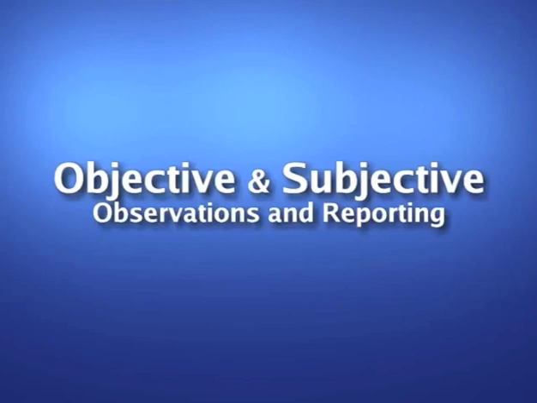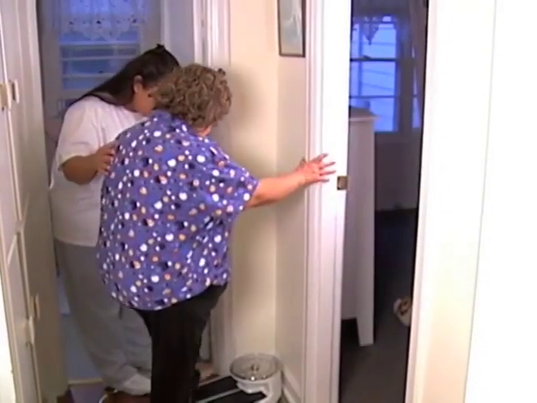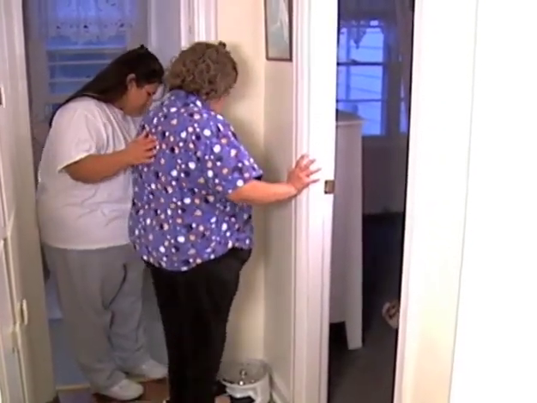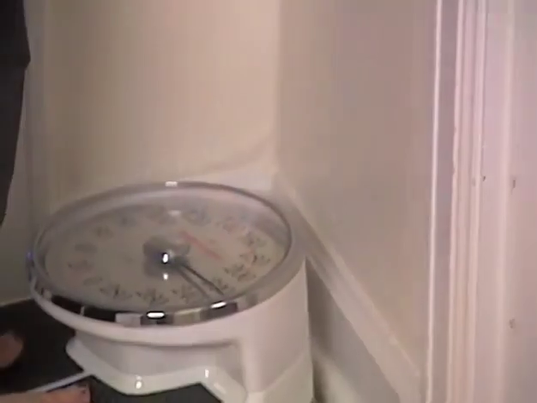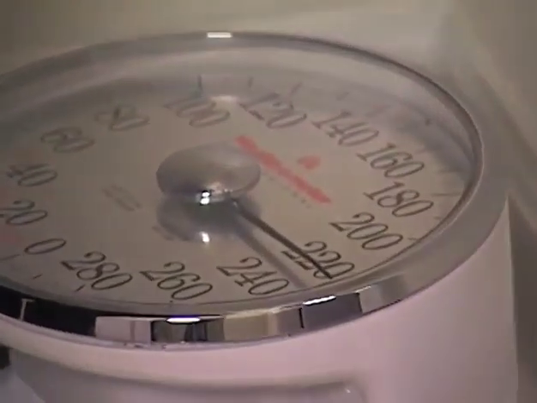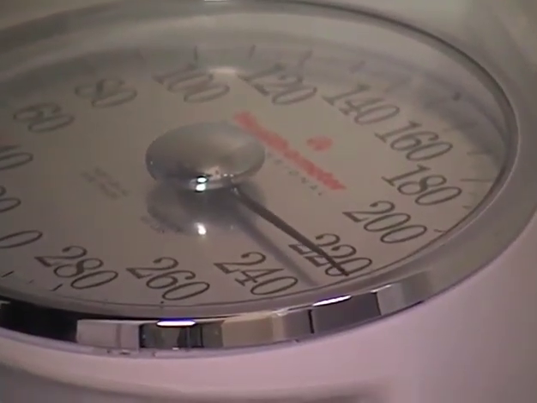There are two types of observations, objective and subjective. Objective observation is factual or measurable. For example, Mrs. Kanyu's weight is 220 pounds. Subjective observation is based on personal experience, opinion, or what your client or family member tells you. It may or may not be factual.